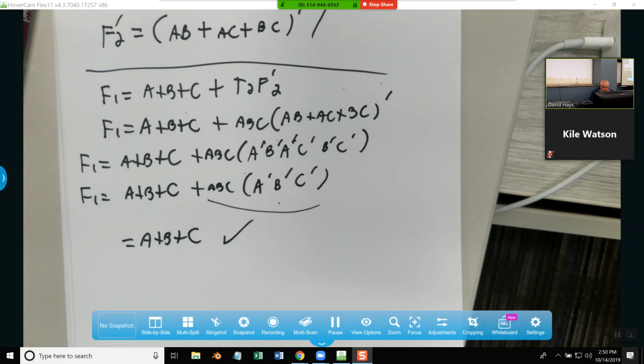Start it again. Need a bigger table. Got too much junk on here. With my hover cam.